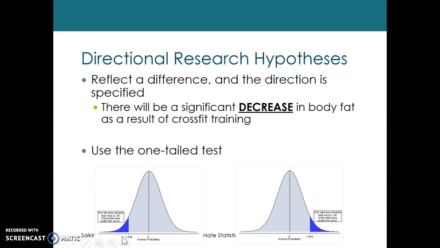If I had a research hypothesis that was talking about an increase in strength as a result of CrossFit training, then I would be testing on this end of the curve. Okay, so that's a one-tailed test. SPSS is going to default to two-tailed, but you can do a one-tailed test. I always tell students, always write a non-directional hypothesis, because even though you may have a good idea which way it's going to go, it's better to just be safe, and it can go either direction.